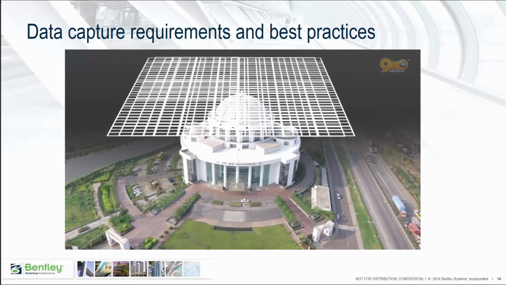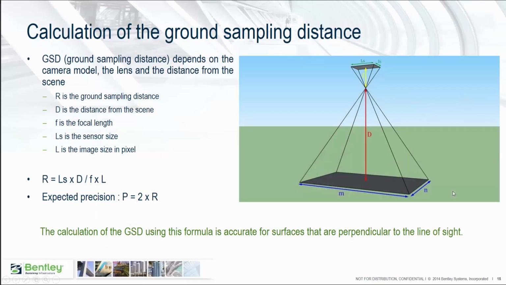Now, before going on site and doing your photo acquisition, it is important to be able to know how to calculate the ground sampling distance and the expected precision of your 3D model. The ground sampling distance, which is the size of a pixel of your photos in the real world, depends on the camera model, the lens, and the distance from the scene.